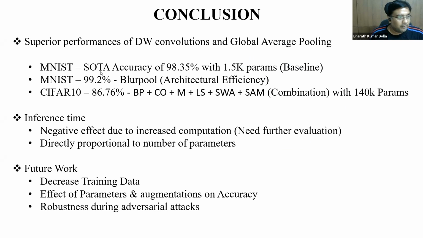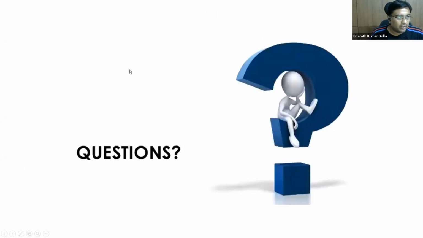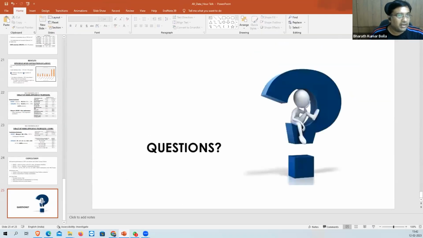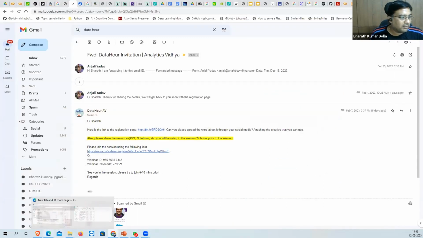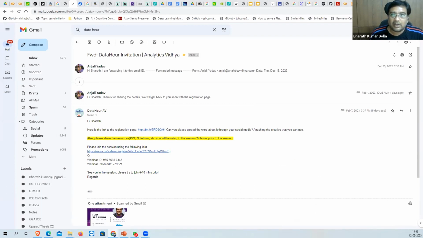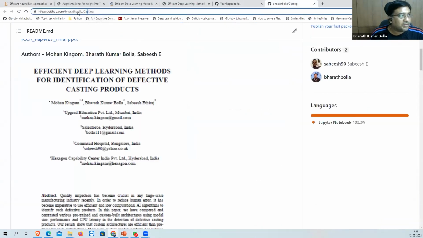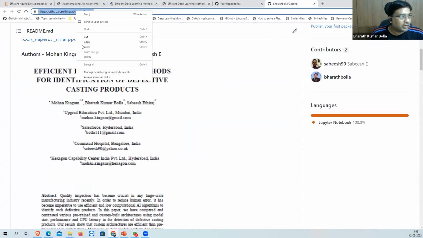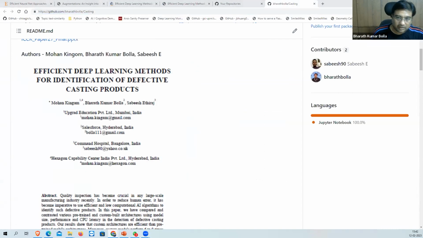Now I would just walk you through one of the papers which we published recently on defective casting detection, right? In this paper, I'm sharing some of these architectures and some of our GitHub link. You can go to my GitHub. You'll find my papers and architectures here.